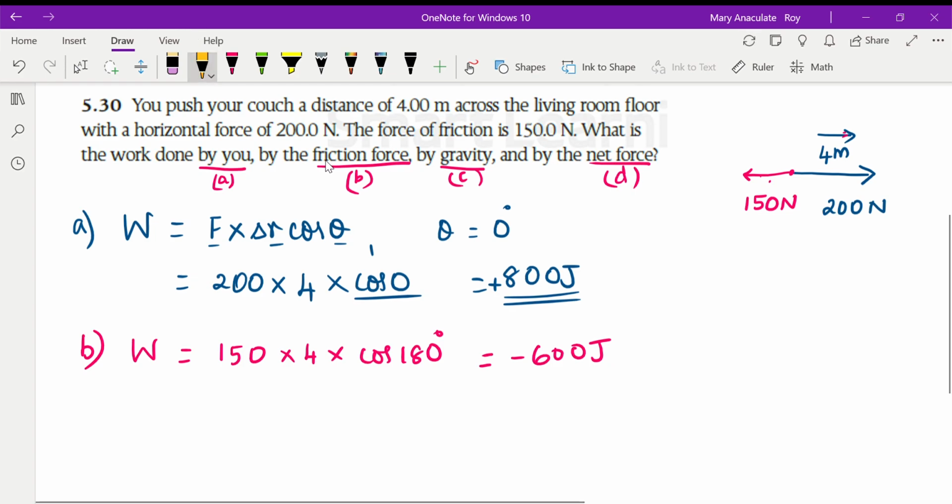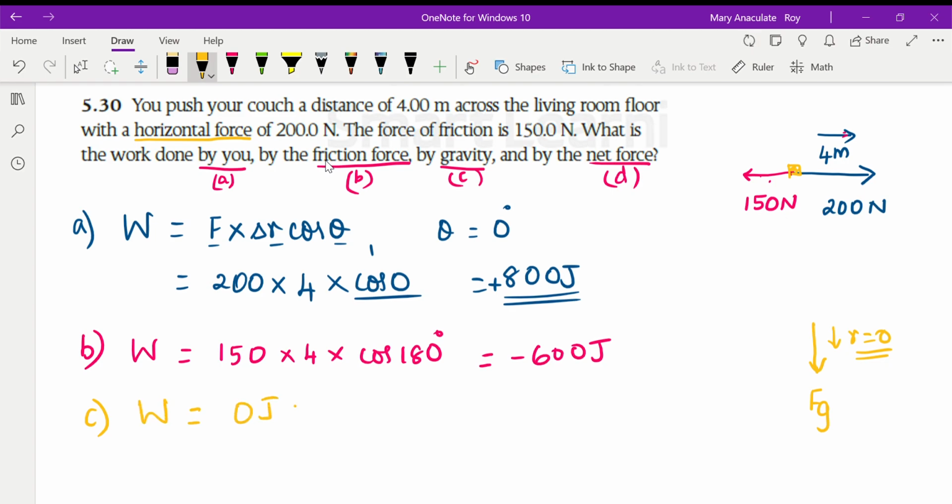Now, work done by gravity. The couch is moving in the horizontal direction, it says, right? See the horizontal force. Gravity is acting vertically down, the force of gravity. We don't have any displacement in this direction. The displacement is 0. So r is 0 in this case. No movement vertically. So for part C, work done will be 0 joules. Straight away you can write it. Reason: the displacement is 0. Right? Hope that's clear.